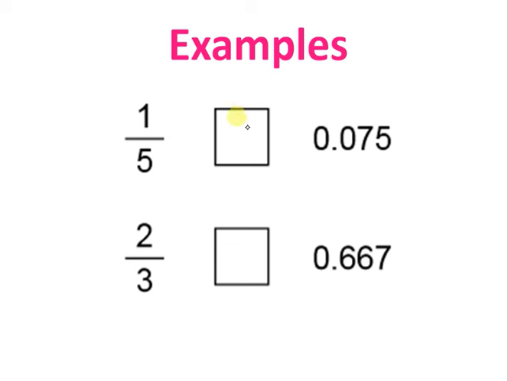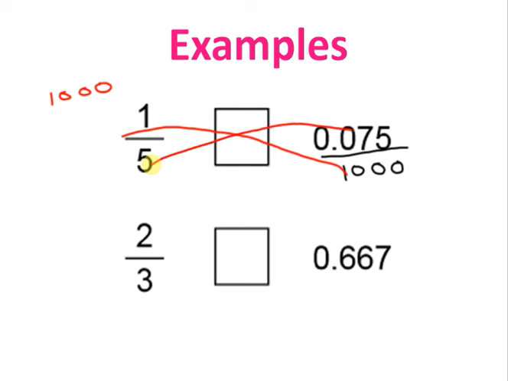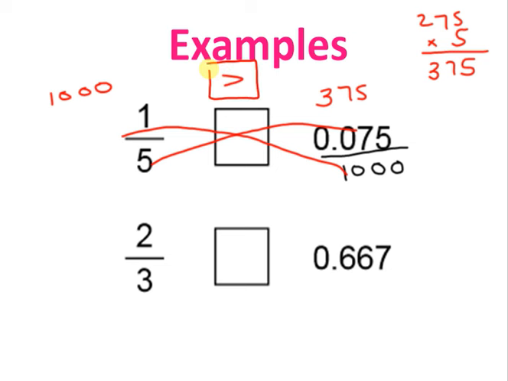All right, so over here we have 1/5 and 75 thousandths. So I'm just going to make this a fraction by putting it over 1,000. So I have 1,000 times 1, which is just simply 1,000. And then I have 5 times 75, which I'm going to do quickly right over here. So 5 times 5 is 25. And then 5 times 7 is 35, plus 2 is 37. So that's going to be 375. And 1,000 is greater than 375.